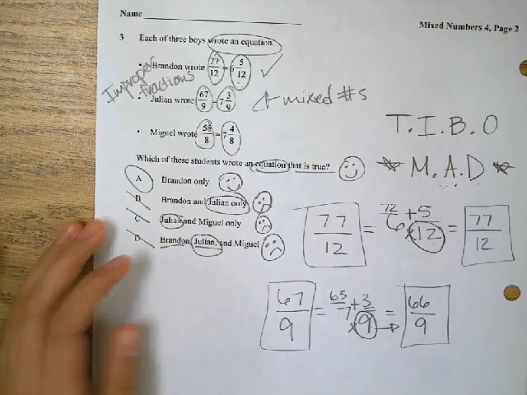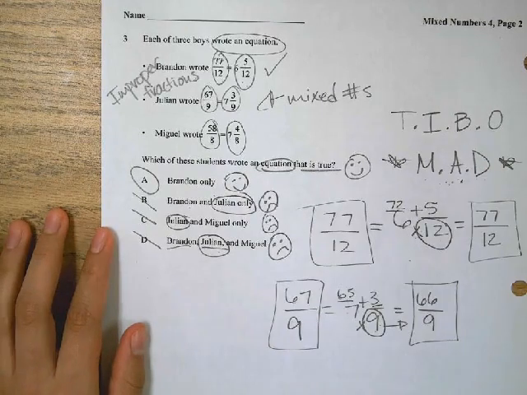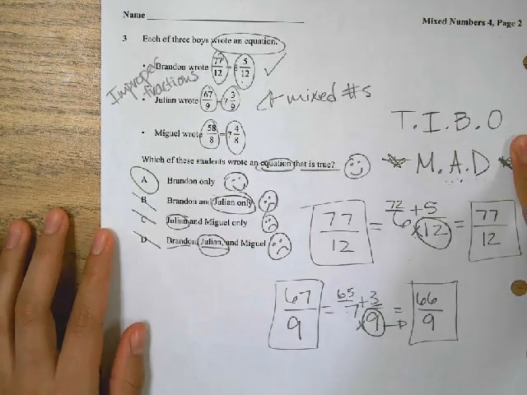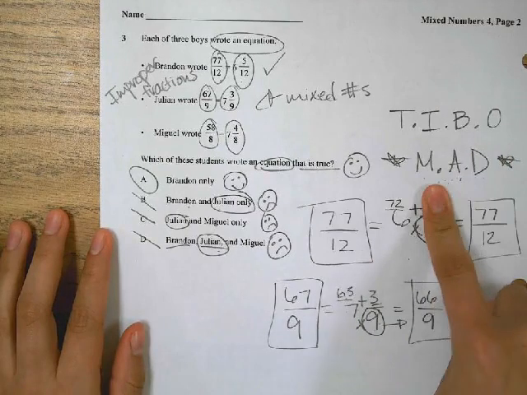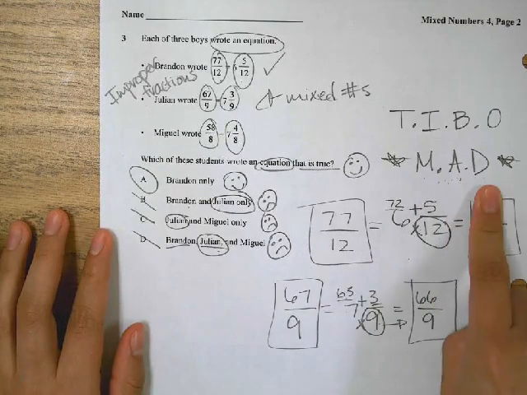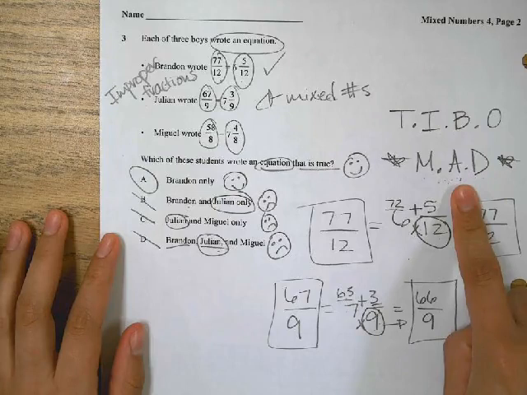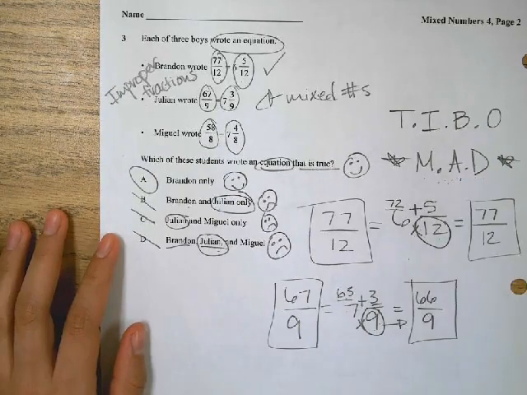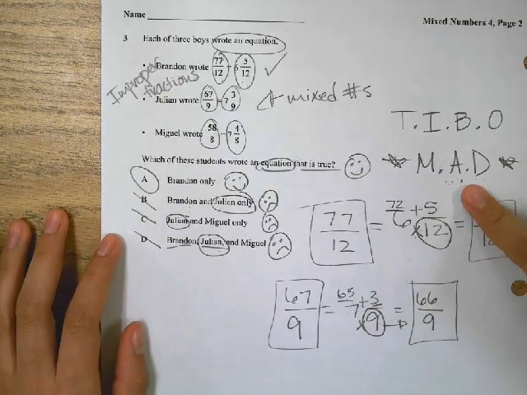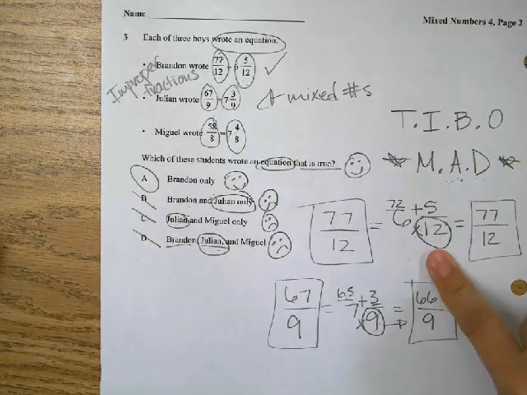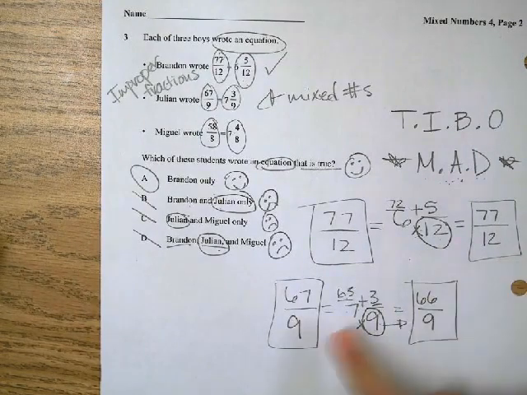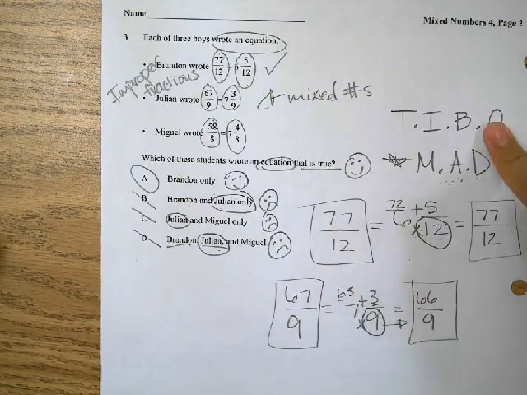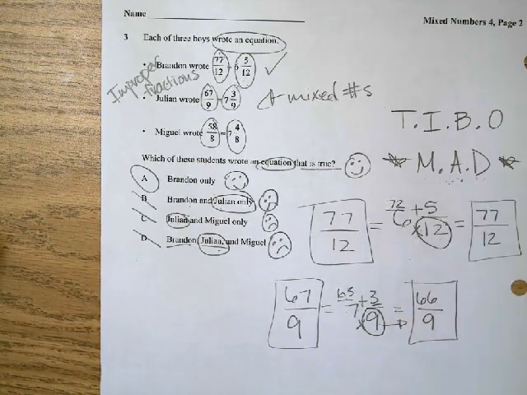And for that, boys and girls, I would recommend using MAD. I know there's TIBO. You can use TIBO, the top in, bottom out. But you can use multiplication, addition, and the denominator acronym. So something that I told the students was make sure this is for converting a mixed number into an improper fraction. And the other one is for an improper fraction to be turned into a mixed number.